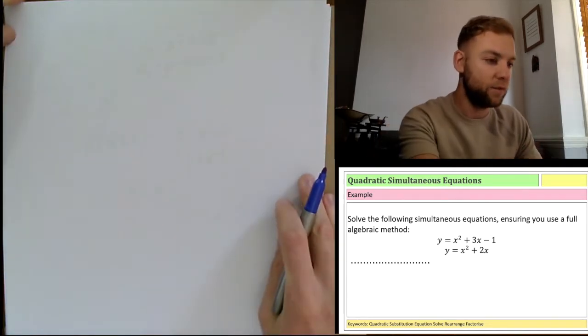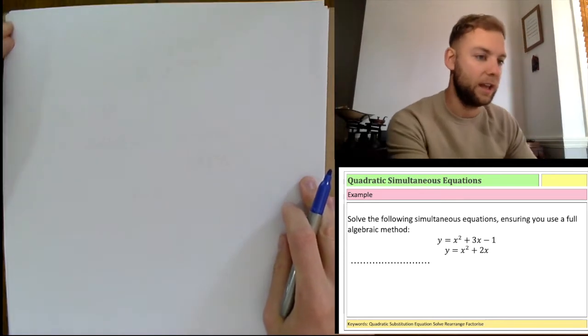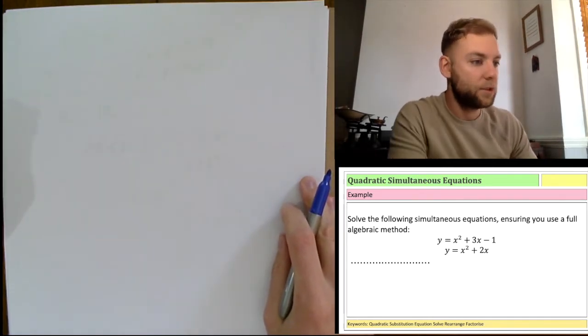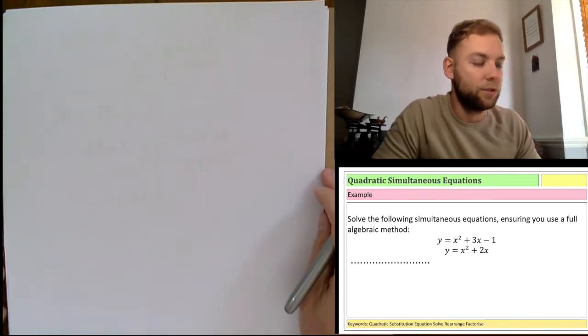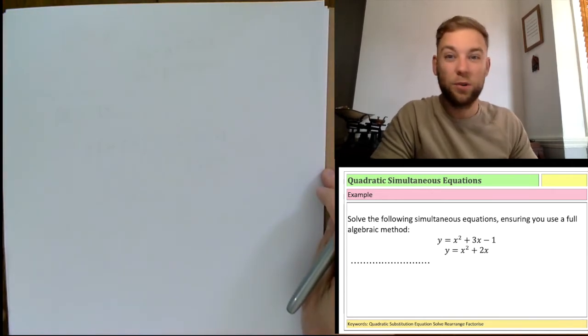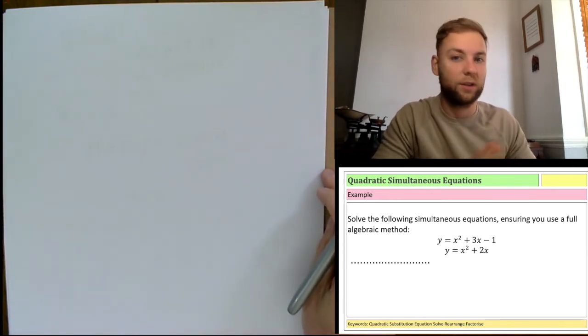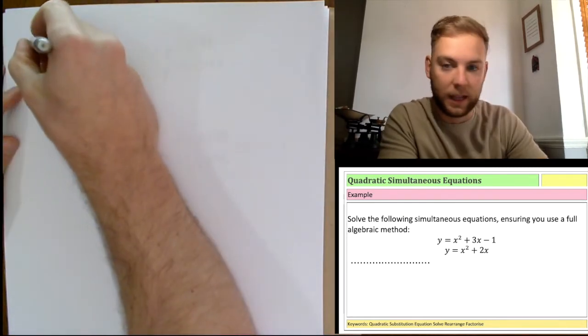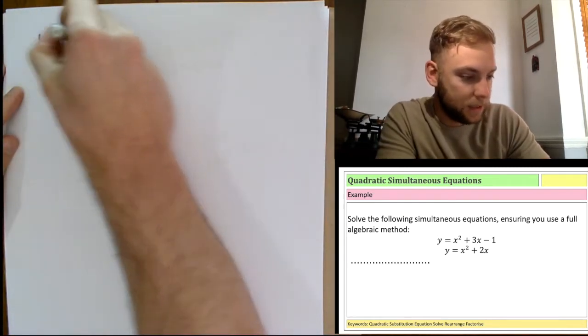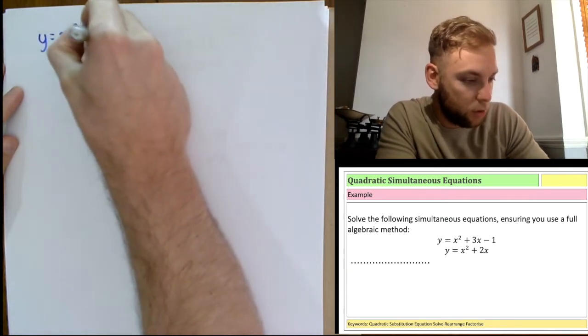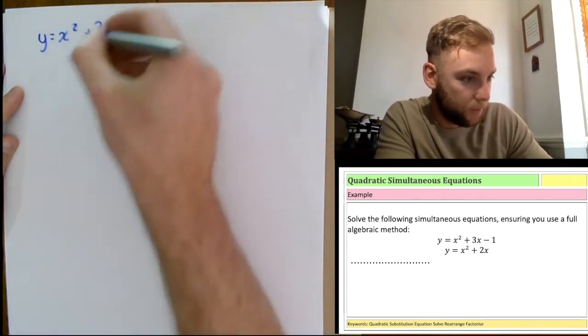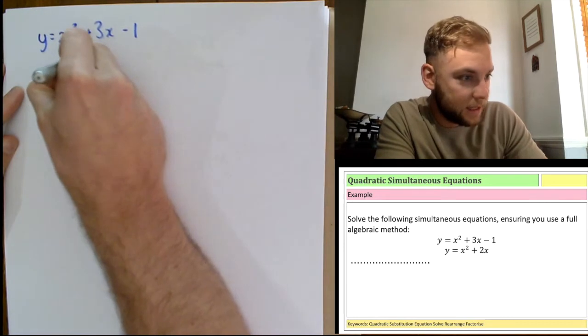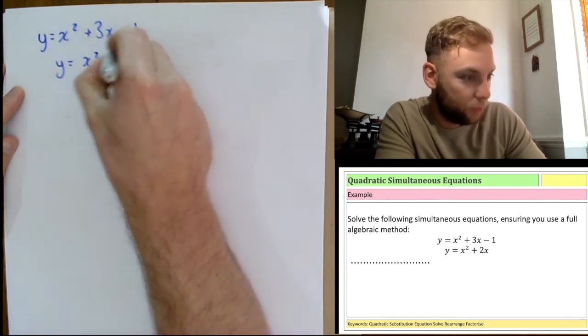So, first of all, let's have a little look at this one here. Solve the simultaneous equations ensuring you are using full algebraic methods. So we're not using trial and error, we're not using graphical methods, we're using algebraic methods. The first one we've got here is y is equal to x squared plus 3x minus 1, and we've got y is equal to x squared plus 2x.